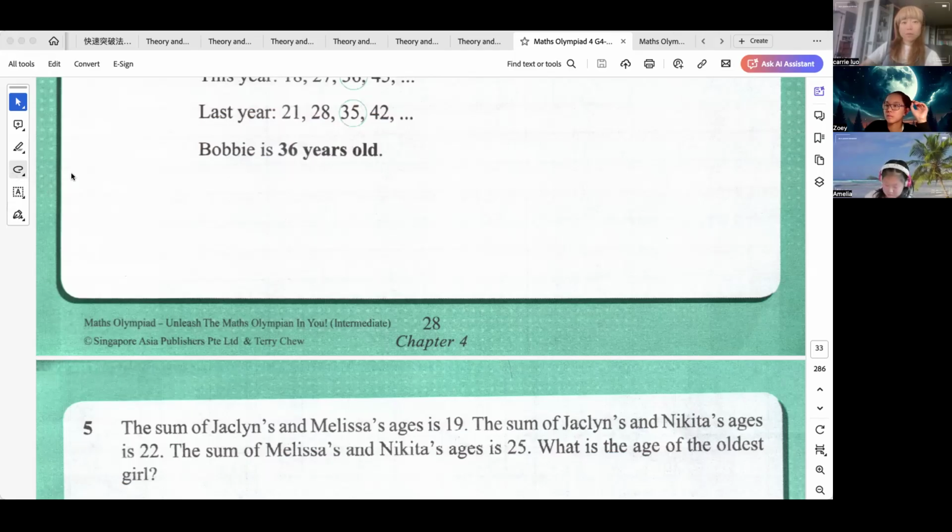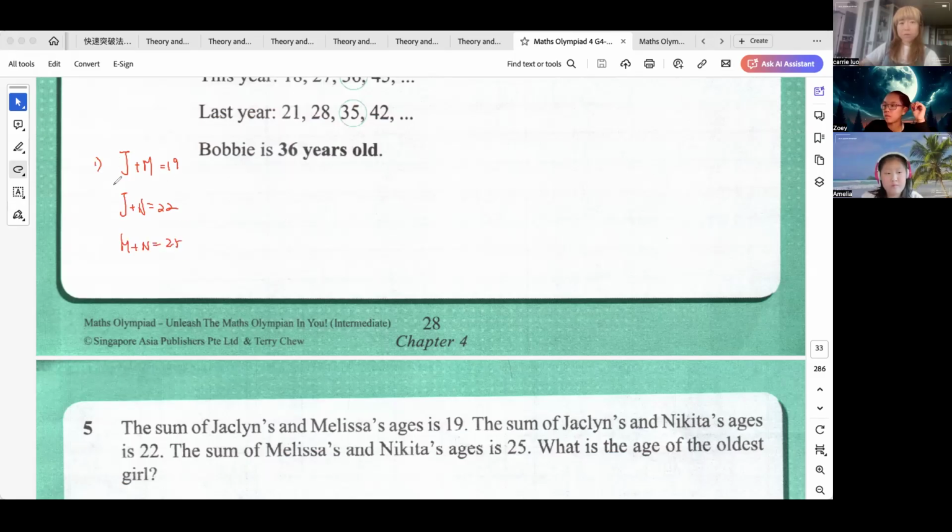Okay, so we're going to explain a little bit. The sum of Jacqueline's and Melissa's ages. So J plus M equals 19. Amelia, did you have this one written down? The sum of Jacqueline's and Nikita's is 22. So J plus N equals 22, right? M plus N equals 25. Very good. Okay, so how do we do it?